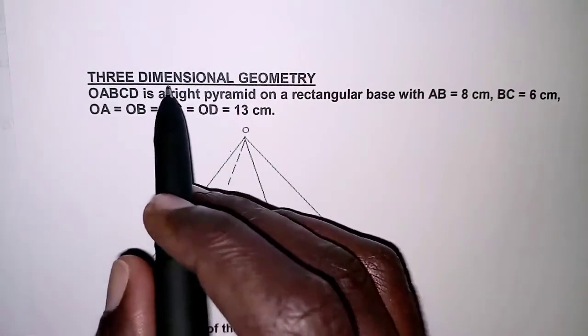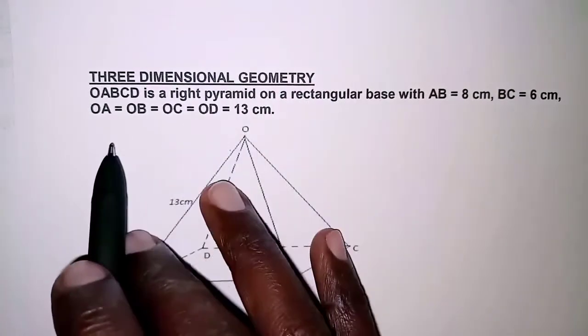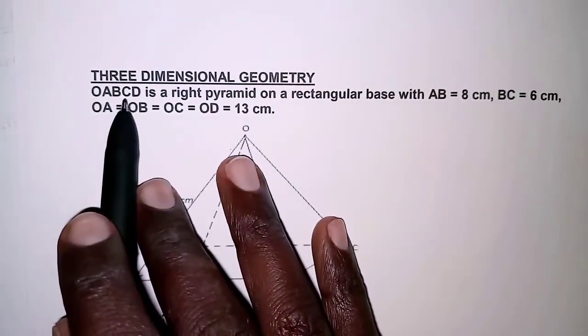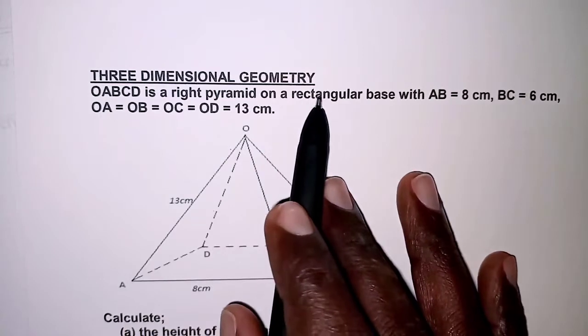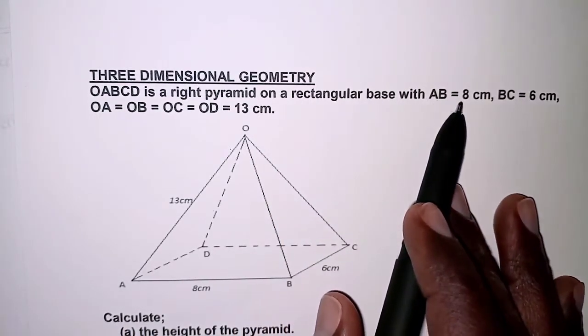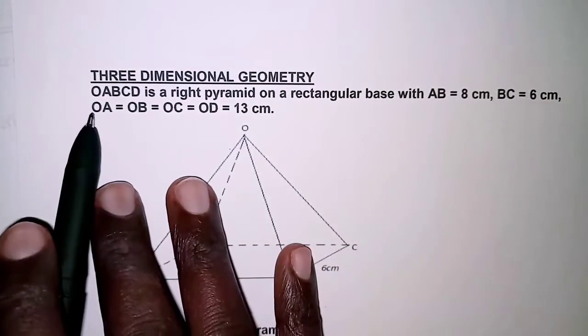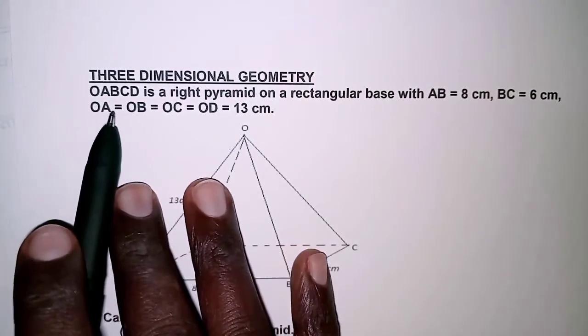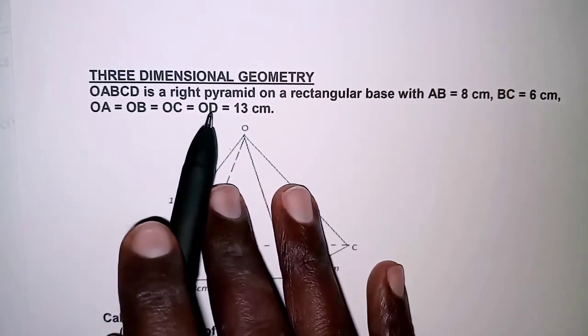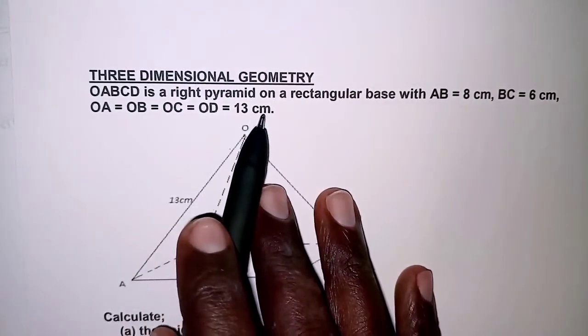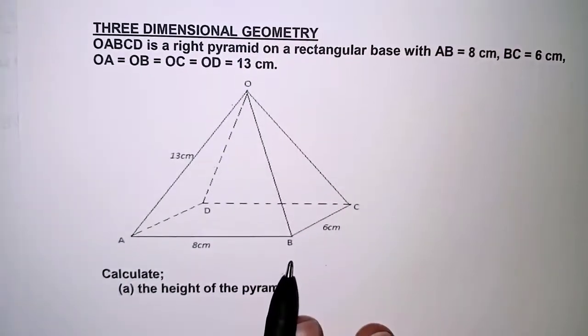The question today is on three-dimensional geometry, and the question reads: OABCD is a right pyramid on a rectangular base with AB 8 centimeters, BC 6 centimeters, and OA, OB, OC, OD are all 13 centimeters. So we have the diagram as shown.